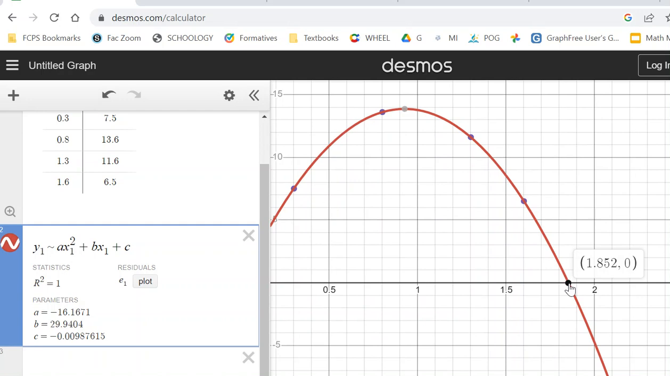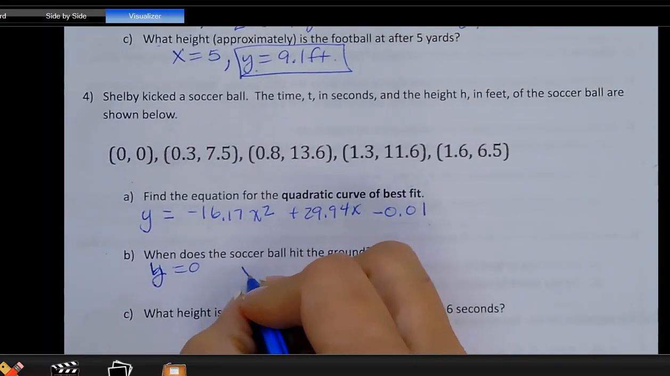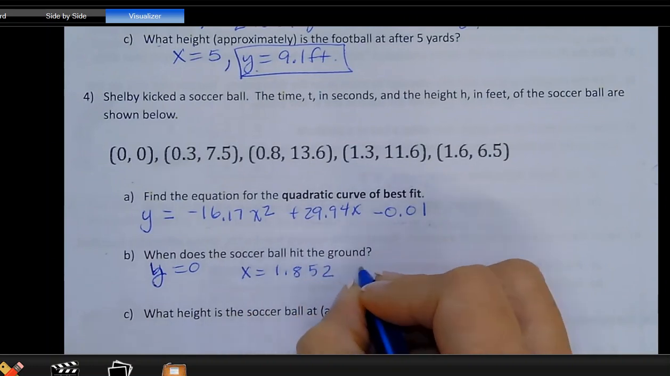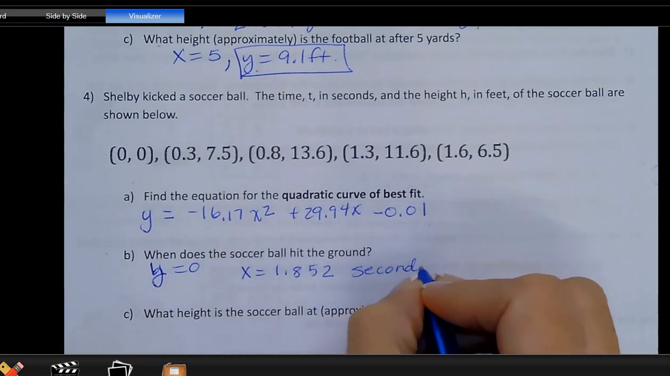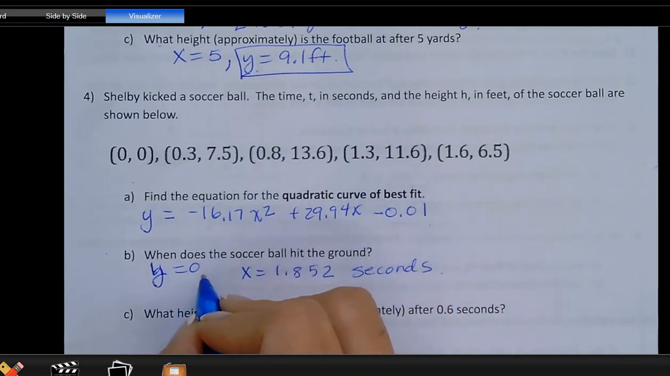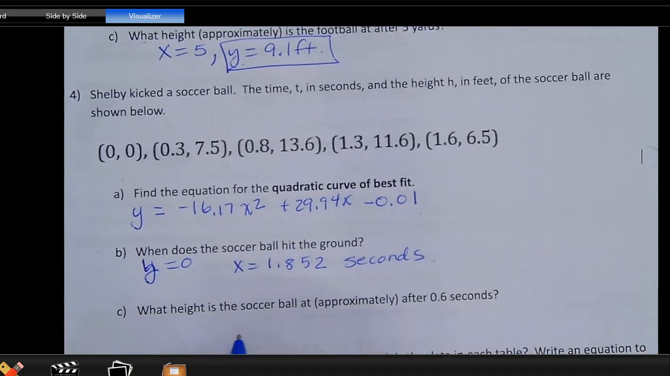So I know that I want to write x equals 1.852 seconds. That's how long it takes for me to have y equals 0. I don't really care that it was also on the ground when I first started, so I'm not going to use that first 0. Now, what height is that soccer ball when x equals 0.6 seconds?